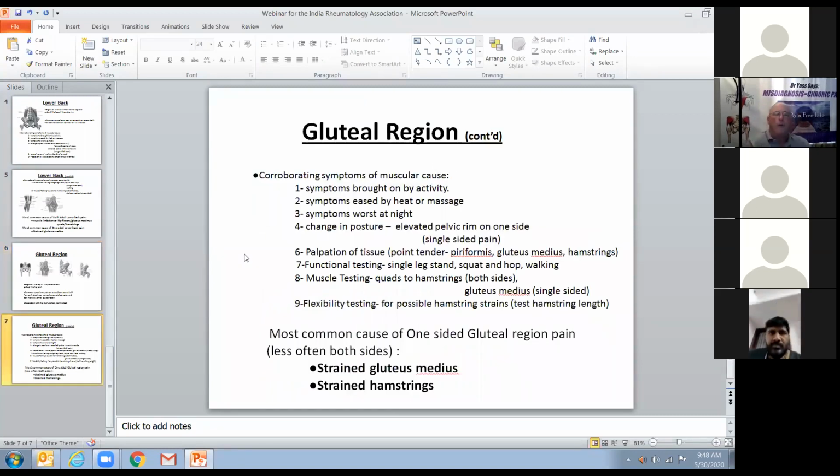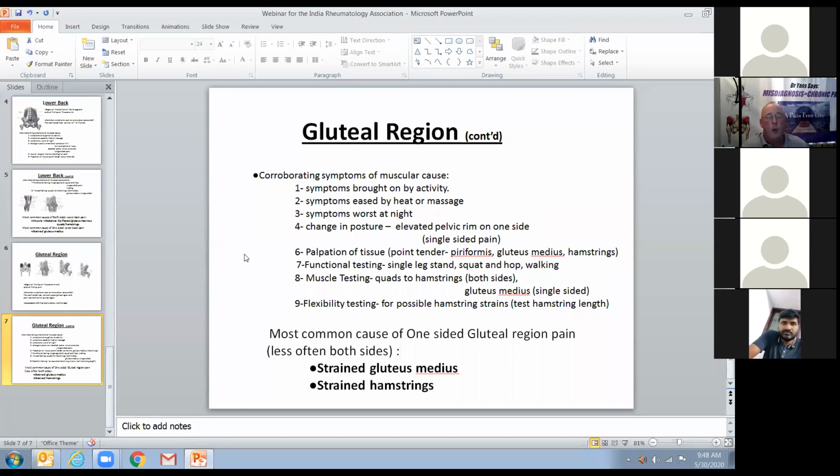If we just go through the cycle again, we want to know that the symptoms are associated with activity, that heat might bring it on or make it better, that at night it's worse. We're looking for changes in the pelvis. Palpation, we're looking to feel for the gluteus medius muscle, the piriformis muscle, the hamstrings to confirm which of the muscles. We're going to do the functional testing.